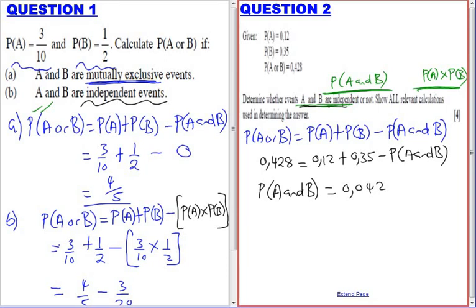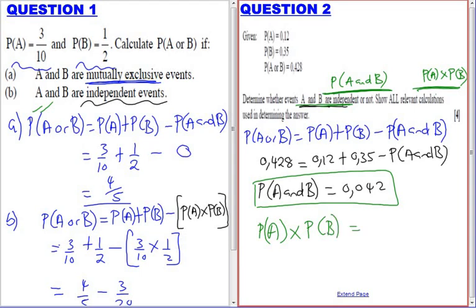Well, now that we have it, let's keep it here with us so we can compare these things later. So what do we want to do now? We want to find the probability of A multiplied by the probability of B. That's what we want to find right now. So what is the probability of A? Well, that is 0.12. What is the probability of B? That is 0.35. So let's compare those two answers. So it will be 0.12 multiplied by 0.35. Okay, I'm getting 21 over 500, which is actually equal to 0.042.